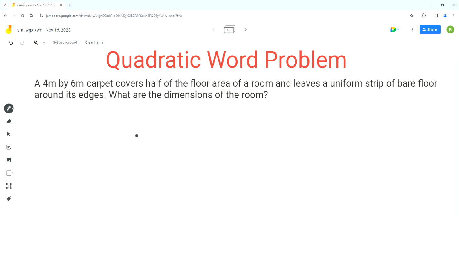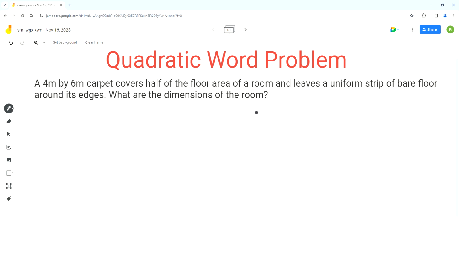Hello everyone. So as per the problem, there is a 4 meter by 6 meter carpet that covers half of the floor area of a room, and it leaves a uniform strip of bare floor around its edges. And we have to find the dimensions of the room. The first thing we should do here is to draw a diagram.